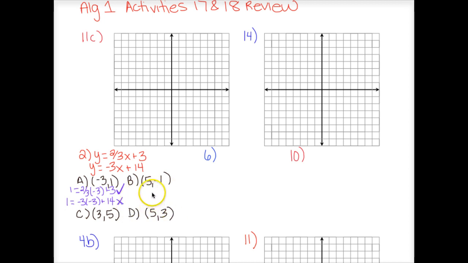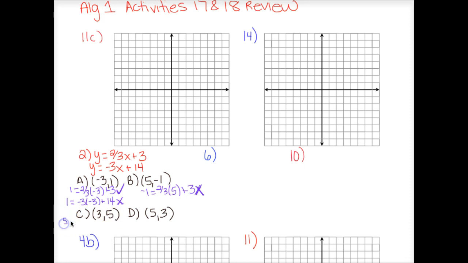Then I move on to B to check it. Plug in -1 for y here, plug in 5 for my x. So 2/3 times 5 would give me 10/3, which is 3 1/3. Plus 3 is 6 1/3, which is definitely not -1. So I don't even need to try the second equation here because it fails in the first. I can move on to choice C to see if that works.